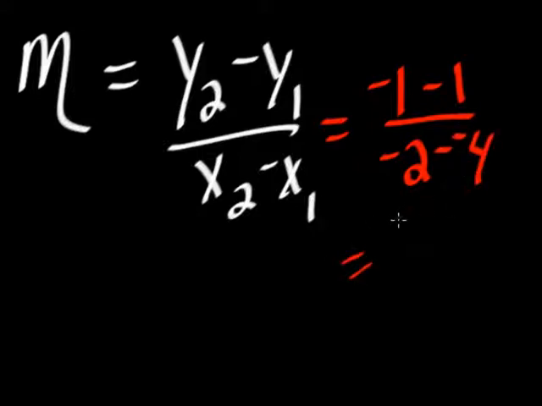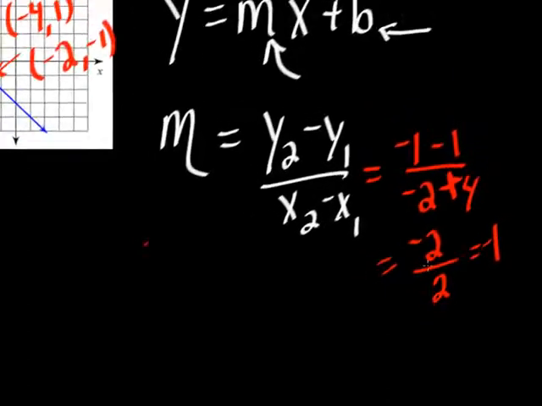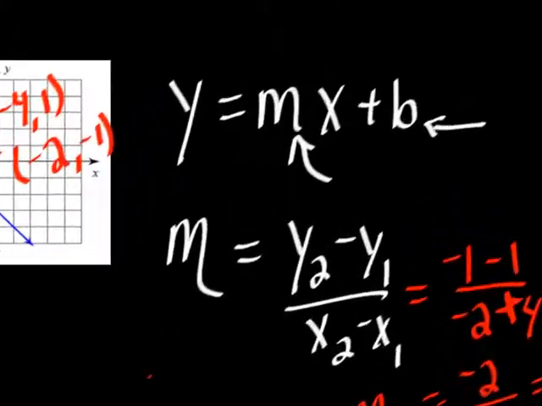All right, -1 minus +1 is -2. -2 minus -4, oh, notice 2 negatives equals a positive. So -2 plus 4 is +2. Divide those and you get -1. So my slope here is -1.